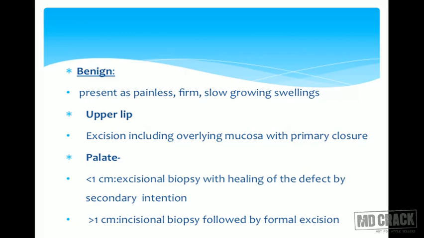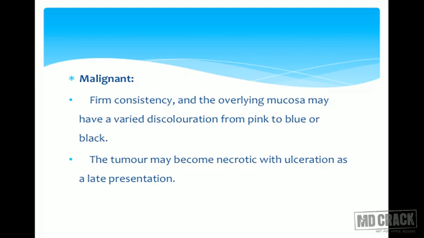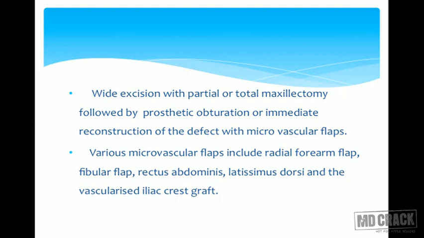So you have to initially get an incisional biopsy, document that it is benign, and then excise it formally. When malignancy is present, the tumors are firm in consistency and the overlying mucosa may have a varied discoloration from pink to blue or black. The tumors may become necrotic with ulceration as a late presentation. Wide excision with partial or total maxillectomy followed by prosthetic obturation or immediate reconstruction of the defect with a microvascular flap is needed.